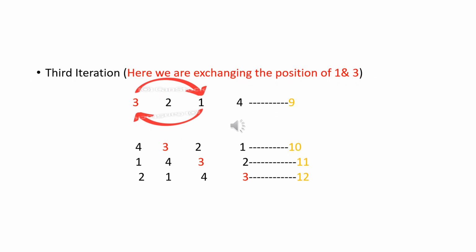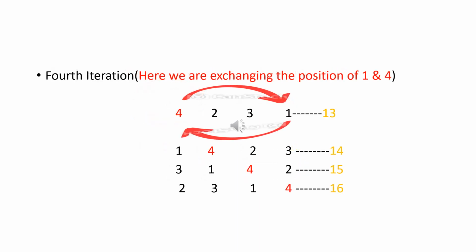This is the third iteration, and here we are exchanging the position of 1 and 3. Since the third functionality can come to the first position, we are replacing the first position with the third position and completing the iteration. This is the fourth iteration. Here we are exchanging the position of 1 and 4. The fourth functionality can come to the first position, and the first position should come to the fourth position.